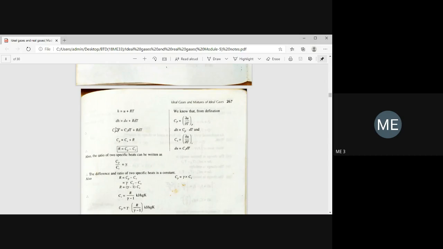So Cp into dT equals Cv into dT, where dT is nothing but the change in temperature, plus R into dT. Dividing throughout by dT, we get Cp equals Cv plus R. That is, R equals Cp minus Cv.